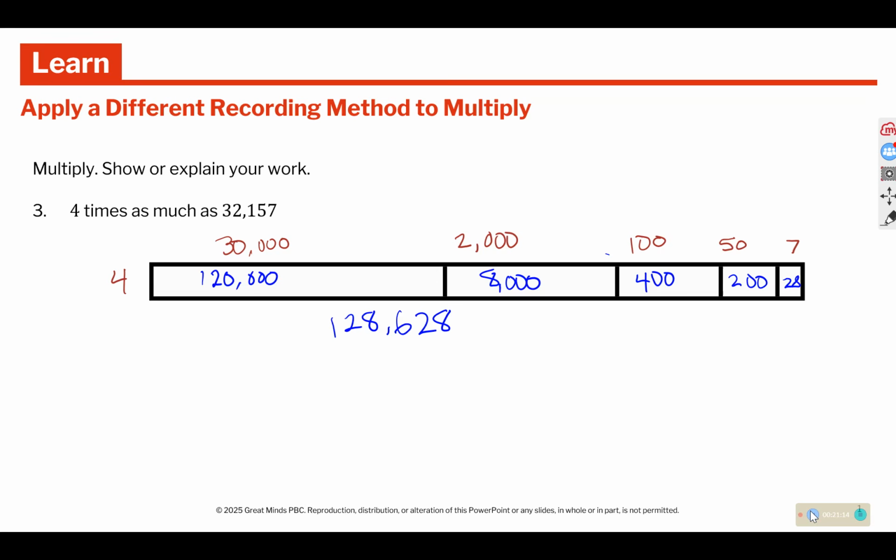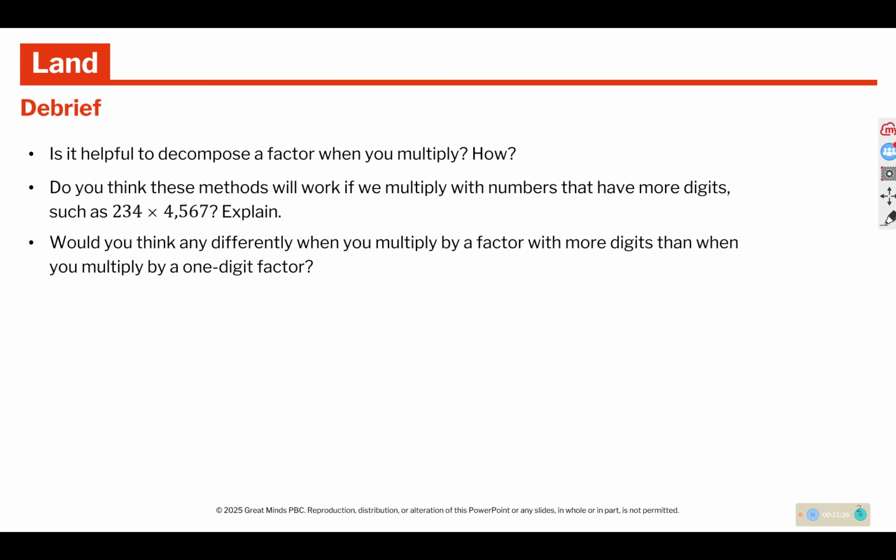This is just one of the methods. This is the area model, but you can try the standard algorithm, partial products. You decide. It says, is it helpful to decompose a factor when you multiply? How? We decomposed the 32,000 to help us multiply with simpler values, and then we built it back up.